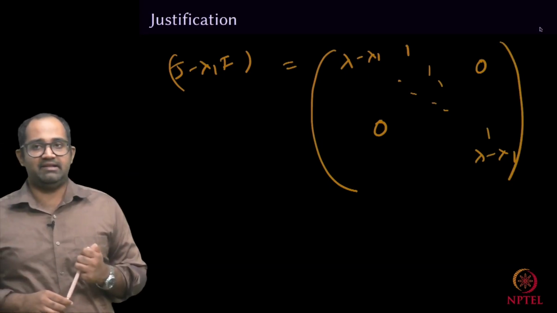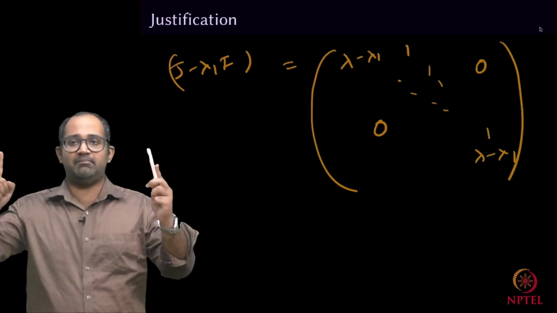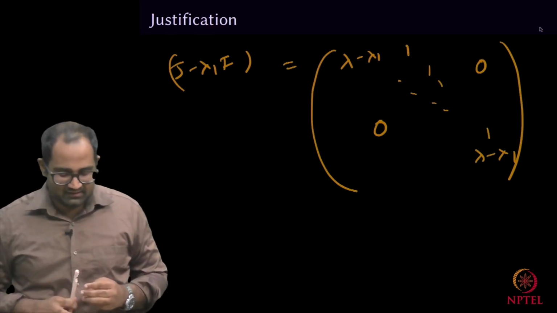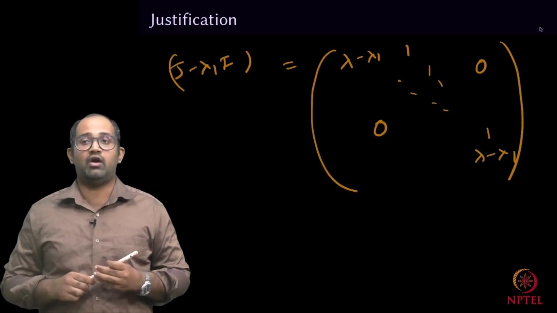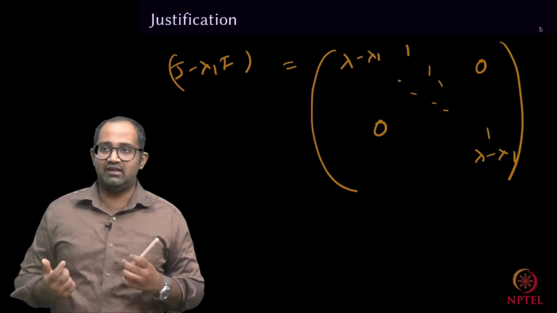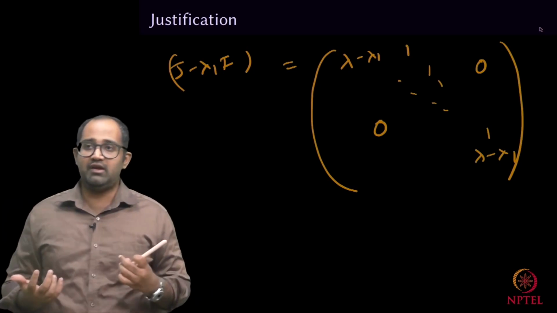This is how J minus lambda 1 I is going to look like. Now recall that the restatement of lambda 1 being an eigenvalue is the fact that the null space of J minus lambda 1 I is non-trivial. So this should have a non-trivial null space. Now let's think about it. When will the null space of this matrix be non-trivial?